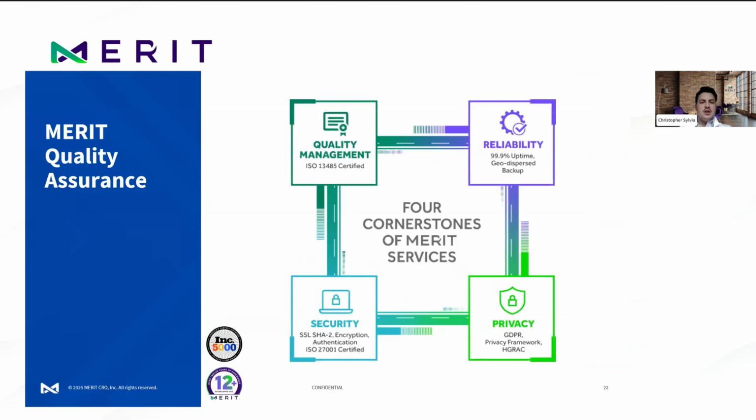Our robust QA management and data privacy are upheld by four cornerstones, those being quality management, which is certified by ISO, also data security, ensured by SSL, SHA-2 encryption, and also ISO certification. We have reliability with 99.9% uptime and geodispersed data backup, and we adhere to strict privacy standards, including GDPR, Data Privacy Framework, and HGRAC.